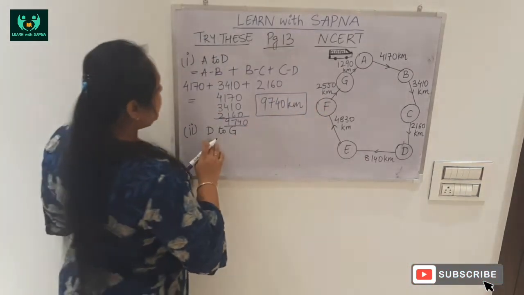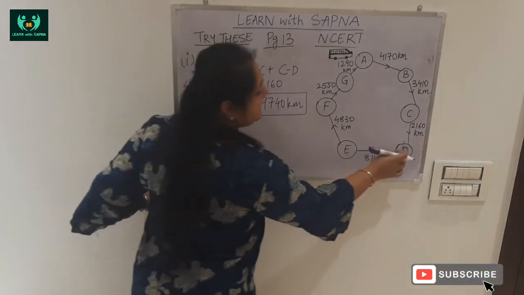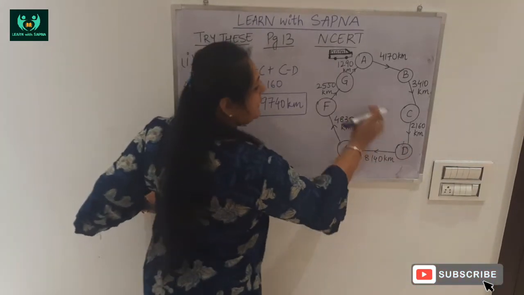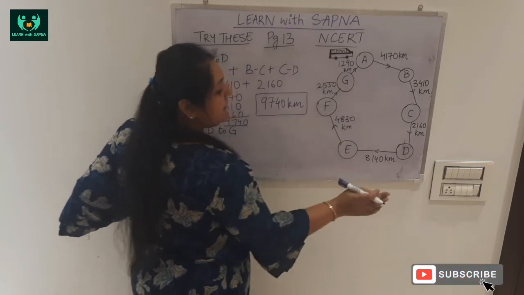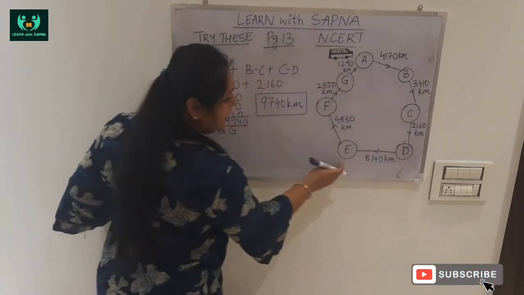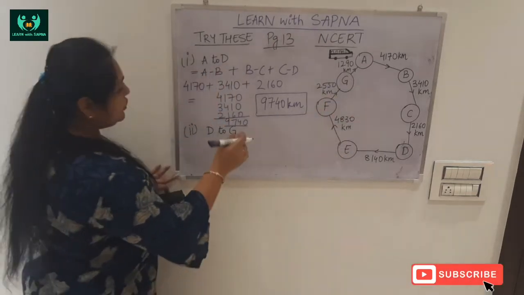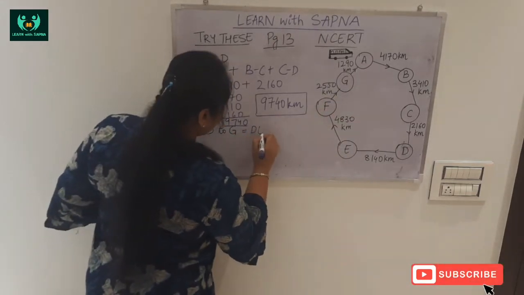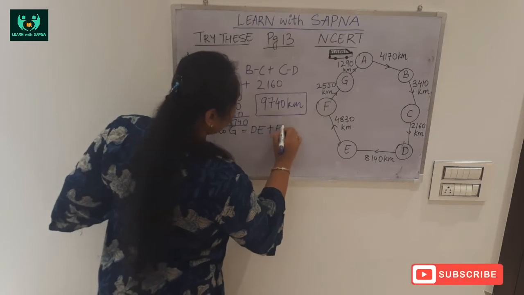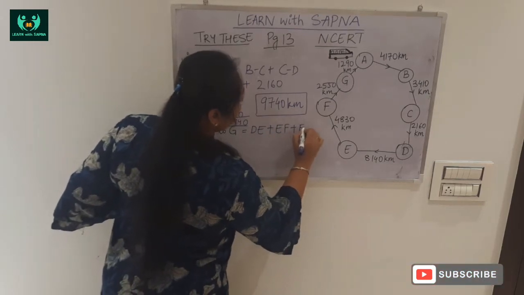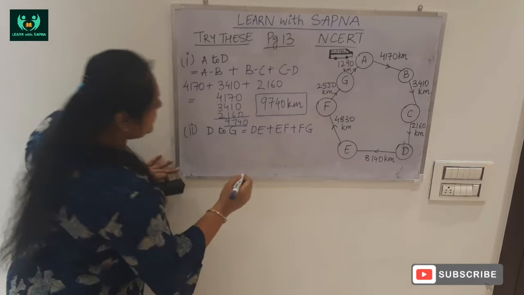Right? Now the next part says we have to calculate the journey from D to G. Again, from D to G there is no direct path. So how do we calculate? The bus goes from D to E, E to F, then F to G. So D to G becomes the DE path plus E to F plus F to G. What are the distances?